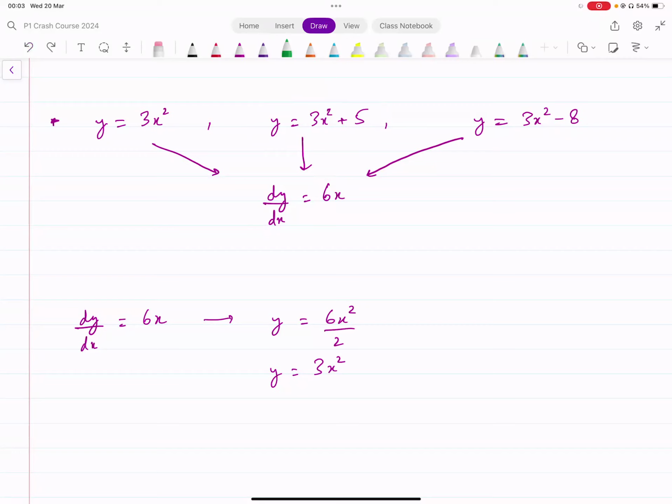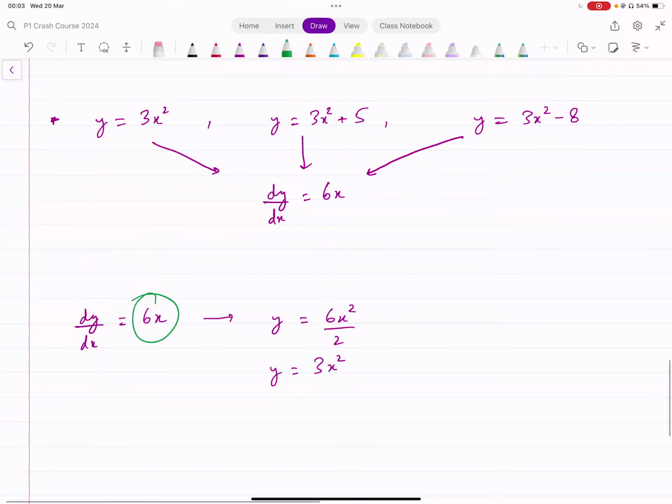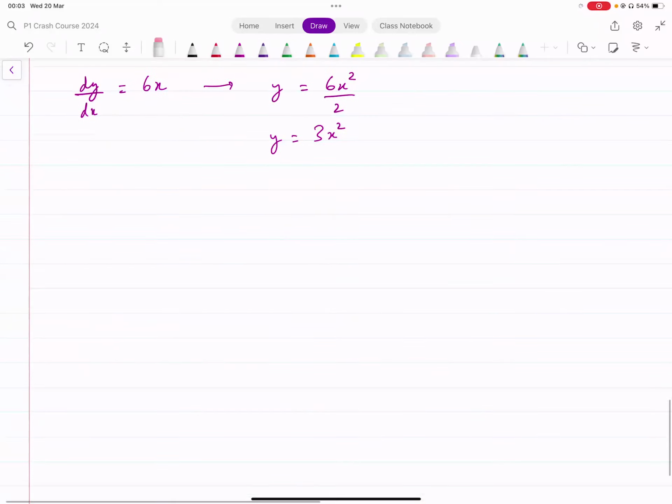So we do not know now, just by looking at the derivative, if there was any constant in that original function as well. Because if there was a constant, it would have disappeared already. When we differentiate it, the constant just disappears. It becomes 0. The derivative becomes 0. So when we are integrating, there is a possibility that there was a constant in the original function as well, right?